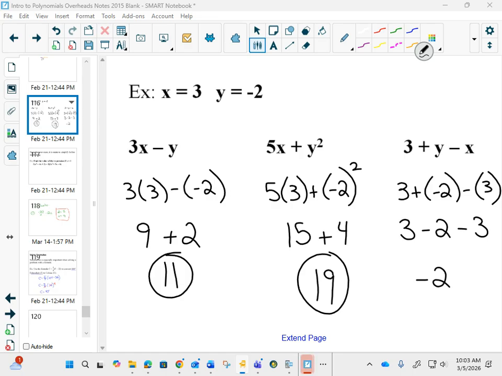Now you could do it in order. How many people did 3 minus 2 got 1, and then did 1 minus 3? You could do it in order. Or you could say, hey, I know that 3 minus 3 is 0. What am I left with? If that's 0, I'm left with -2. So sometimes you can play around with the order and it makes your life easier. It's awesome.